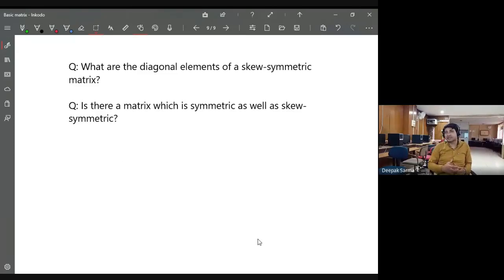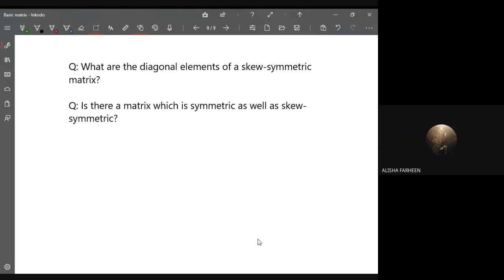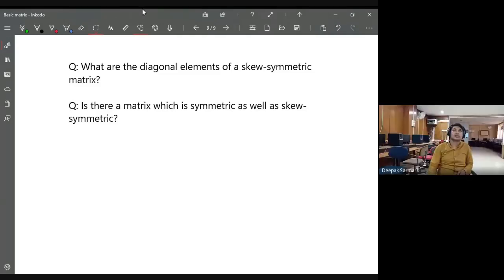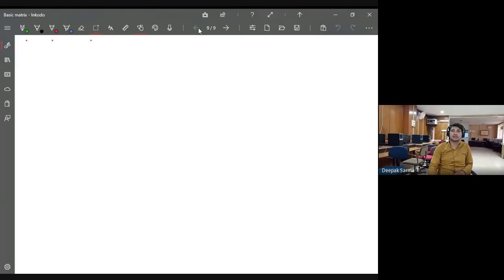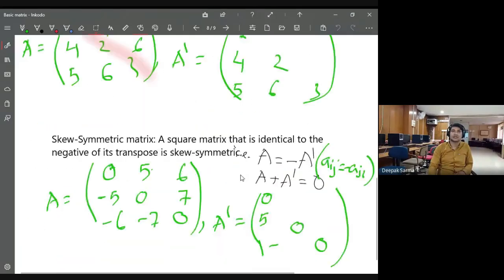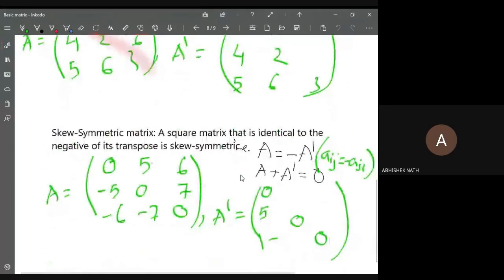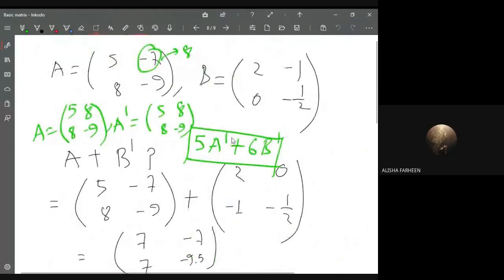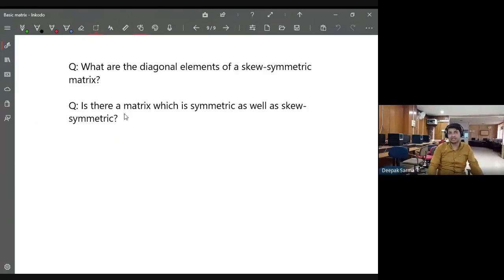What is the second question? Can we have a matrix which is symmetric as well as skew symmetric? Is there any such matrix? Yes, sir. Just now we did that. One of the examples. No. The last matrix is symmetric or skew symmetric. Here this one is symmetric, not skew symmetric. Before that. Zero matrix. Yes, sir. Null matrix. Zero matrix is the only matrix which is symmetric as well as skew symmetric. Why it is so?